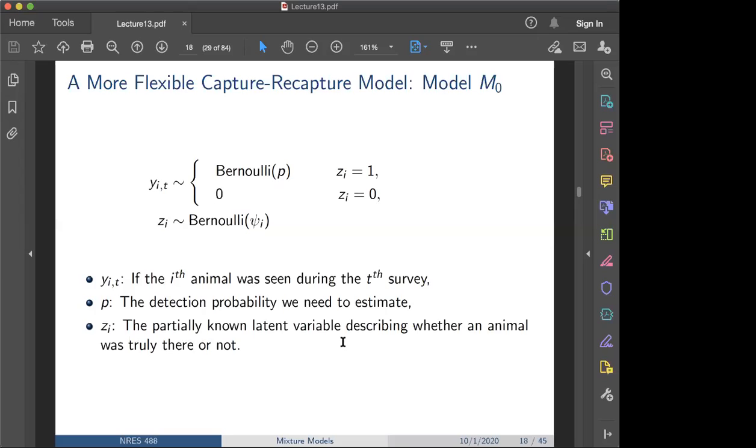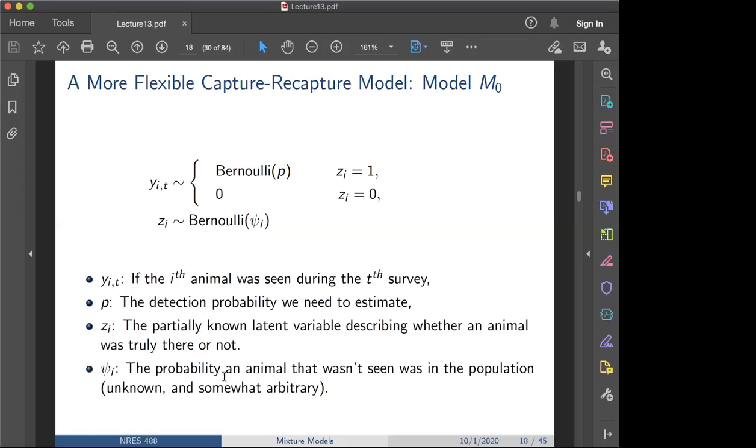Zi is a partially known latent variable describing whether an animal was truly in the study area or not. And psi i is a probability an animal that wasn't seen was in the population. For now, this is somewhat arbitrary. It's going to help us estimate how many Zs that we didn't see. But psi i becomes really important when we talk about open population models for the reason I just mentioned, that it's going to represent the survival probability. We're introducing it now, so we see how this framework, this mixture model framework, underlies all of more complex wildlife population models.